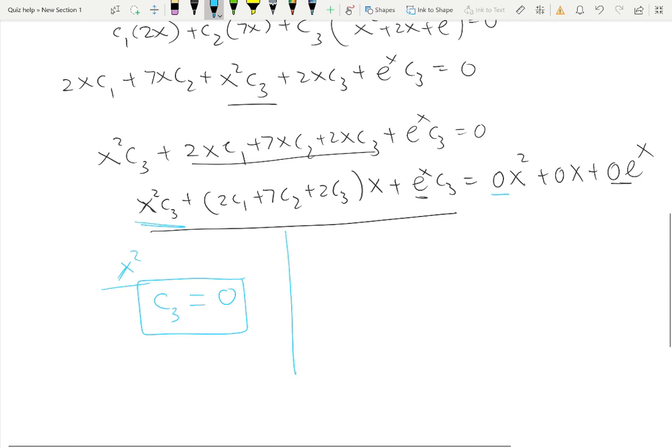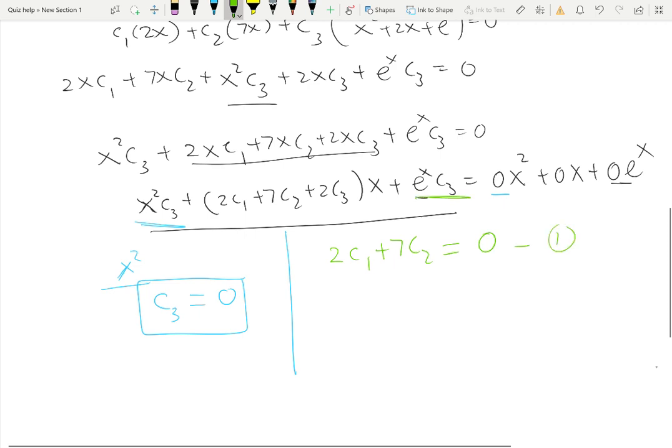All right. Now let's compare the coefficients of x. On the left we have 2c1 plus 7c2 plus 2c3. C3 is already 0, so let's not take that. And the coefficient of x on the right is 0. Now this does not help us to find either c1 or c2, right? We do not have enough information, so let's keep it there.